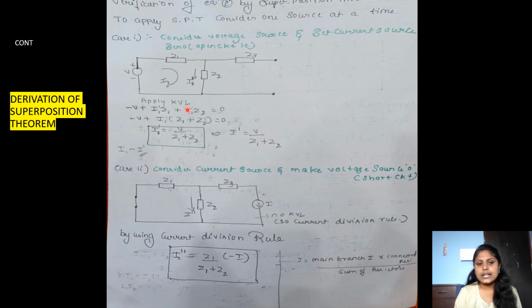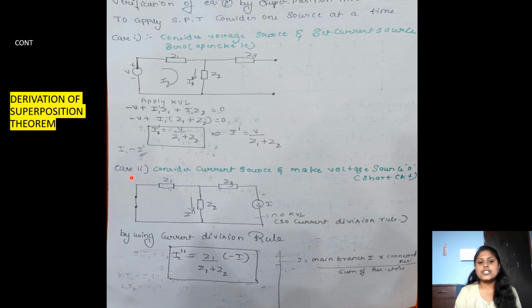After applying KVL, I will get minus V plus I1 Z1 plus I1 Z2 is equal to 0. After simplifying it, we will get I1 is equal to V divided by (Z1 plus Z2). I can also replace it as I dash because we are finding the I dash response. So I dash is equal to V by (Z1 plus Z2).